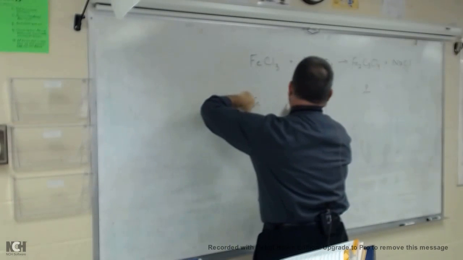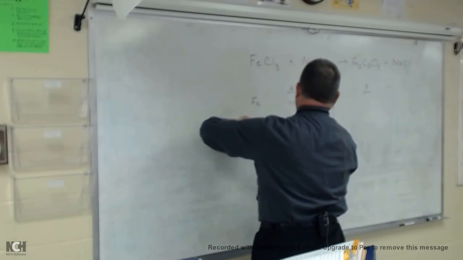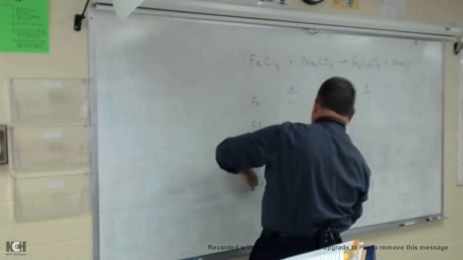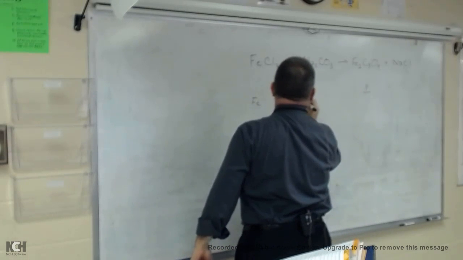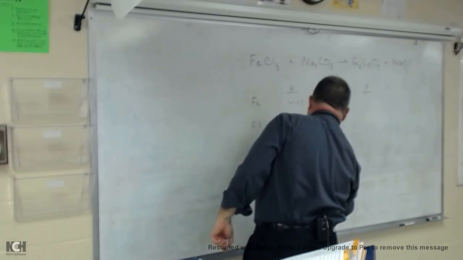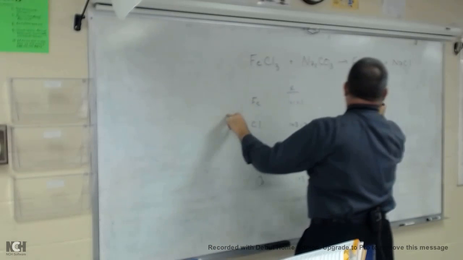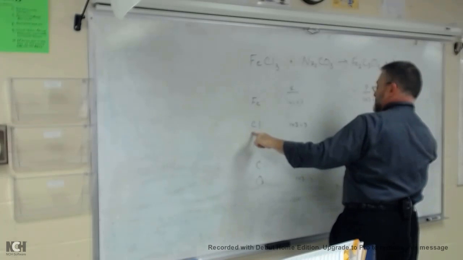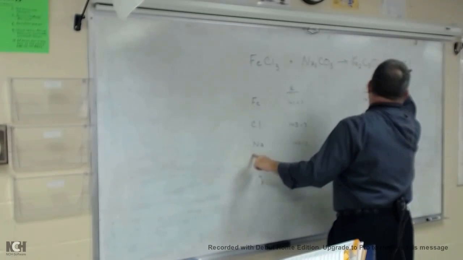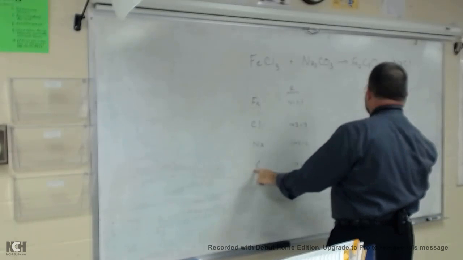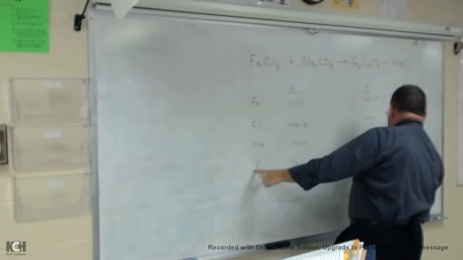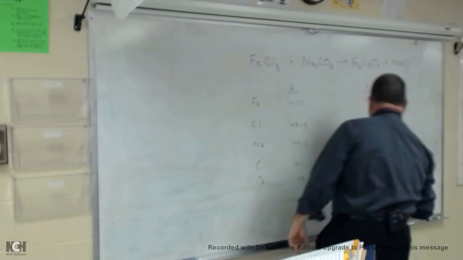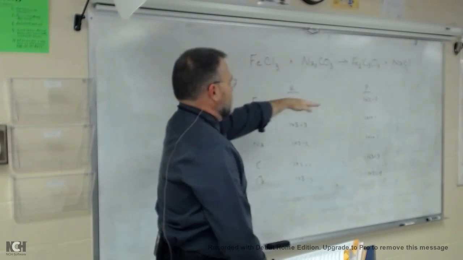Okay. So iron, I've got 1 by 1. Chlorine, I've got 1 by 3. Sodium, I've got 1 by 2. Carbon, 1 by 1. And oxygen, 1 by 3. Products, iron, 1 by 2. Chlorine, over here it's 1 by 1. Sodium, here 1 by 1. Carbon, here 1 by 3. And oxygen, here 1 by 9. Is it balanced? No. Iron isn't balanced, so it can't be balanced.